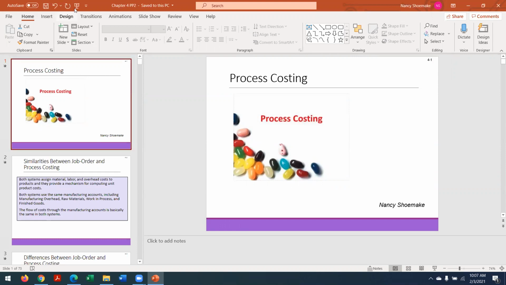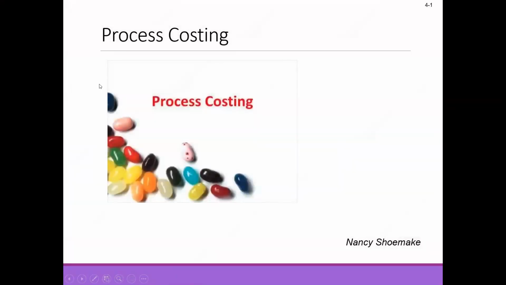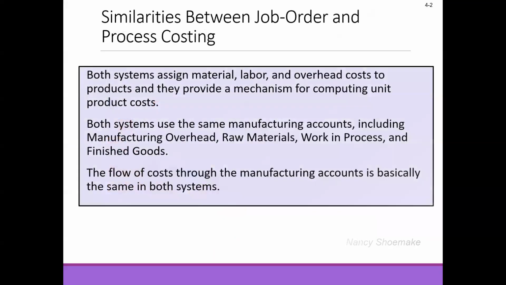This is managerial accounting as we are talking this week about process costing. Now, process costing is some people skip this chapter, but I find it really fascinating because process costing does happen in many industries.